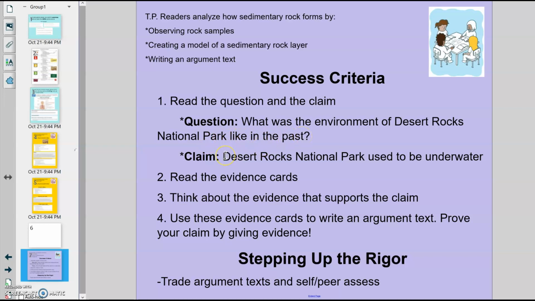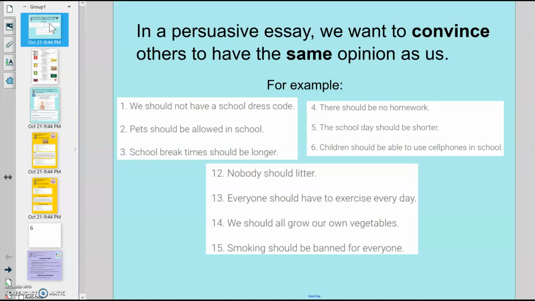Now, there's a claim that Desert Rocks National Park used to be underwater. So your job today will be to either prove why that claim is correct and convince your audience that that's true, or you'll be convincing your audience that that is not true. So in today's lesson, I want to remind you how to write a persuasive essay so you guys can be successful doing this.